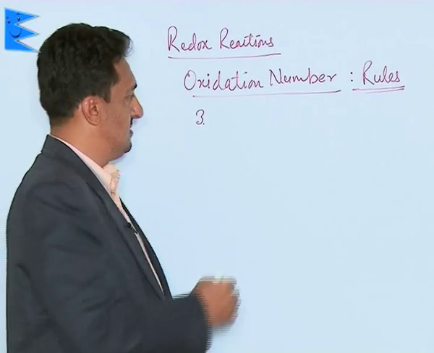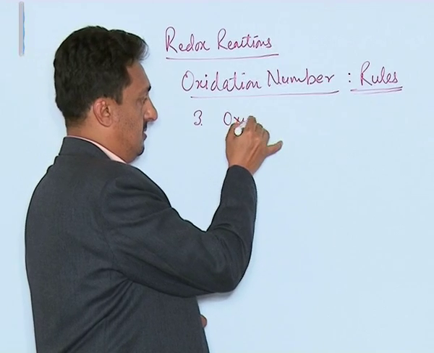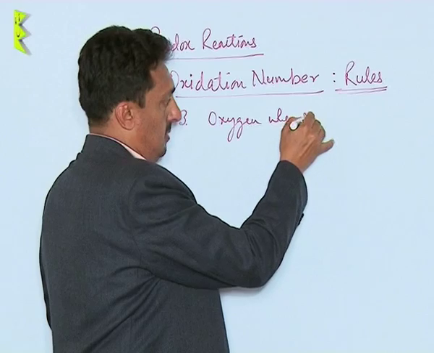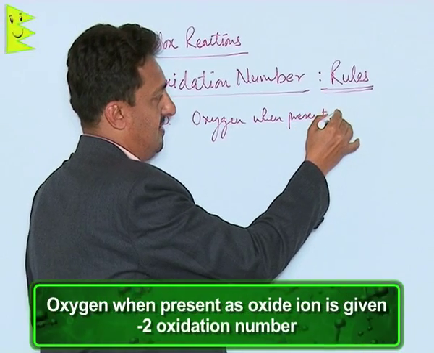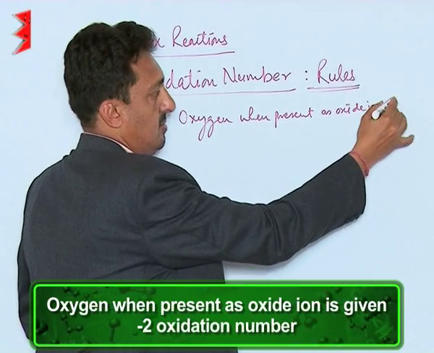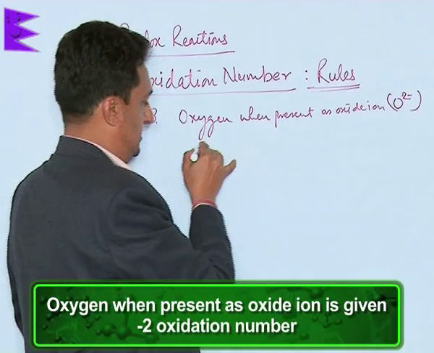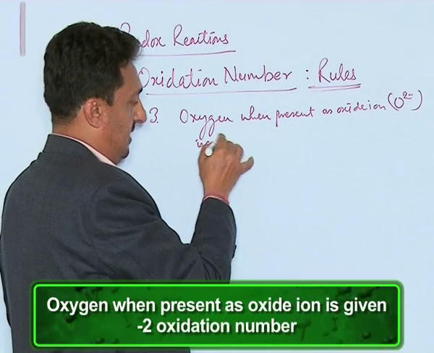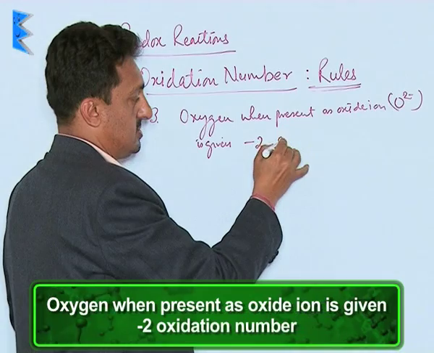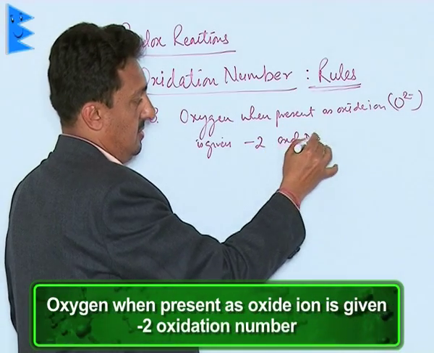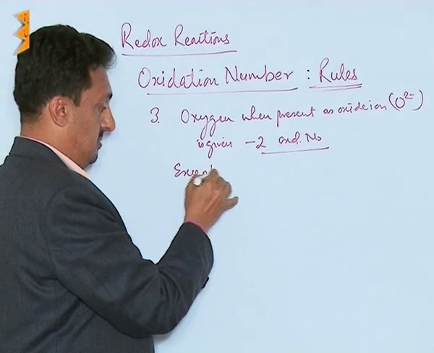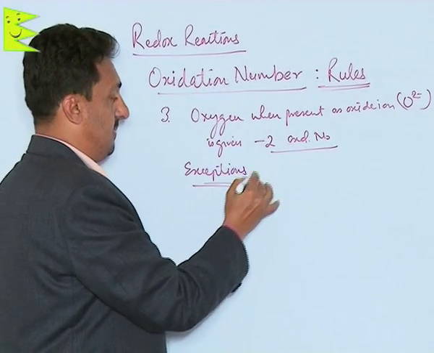Next rule is oxygen. When present as oxide ion, that means O2-, it is given -2 oxidation number. But we have exceptions to this.